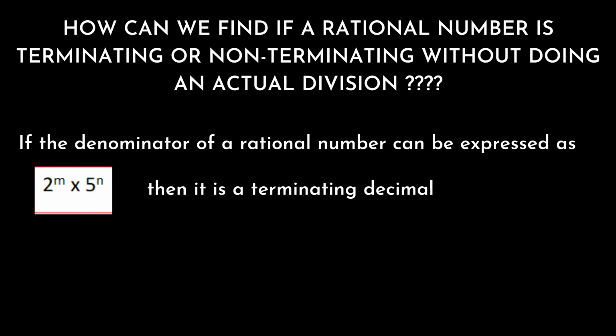So there is a small thing on how we can find if a rational number is terminating or non-terminating without doing an actual division. This is a commonly asked question in almost all the exam papers. So how can we do it without doing an actual division, just by looking at it? There is an equation where you will have to equate it and find if that particular rational number is a terminating or a non-terminating decimal. So I will just show you how to do that.